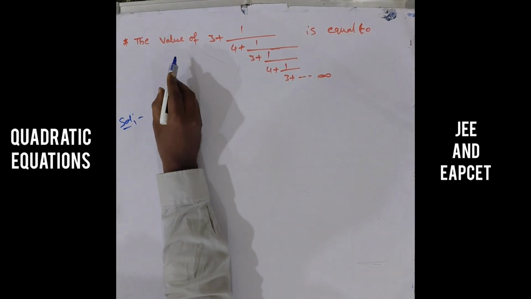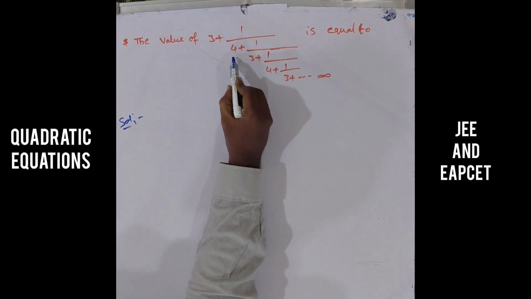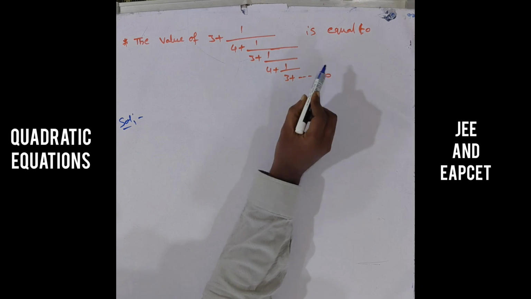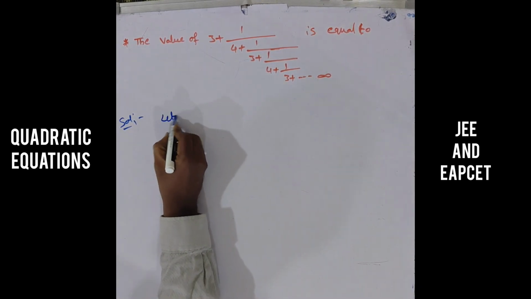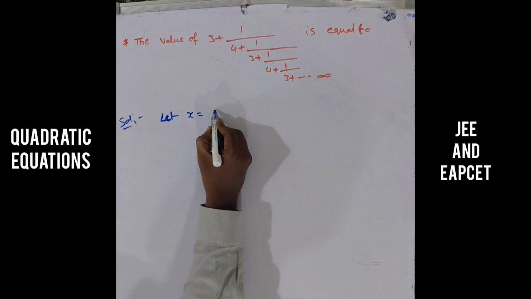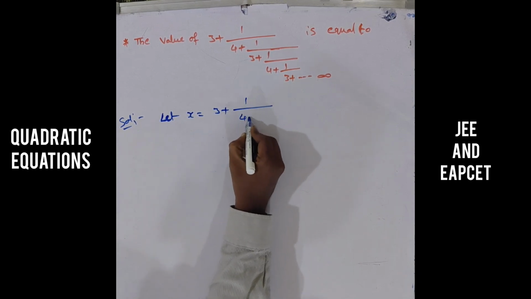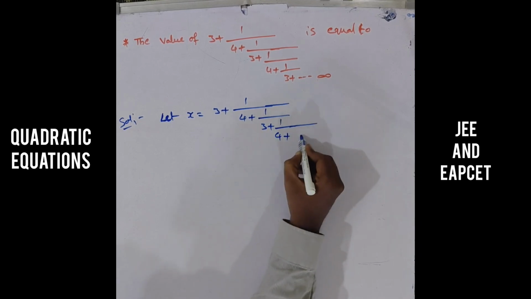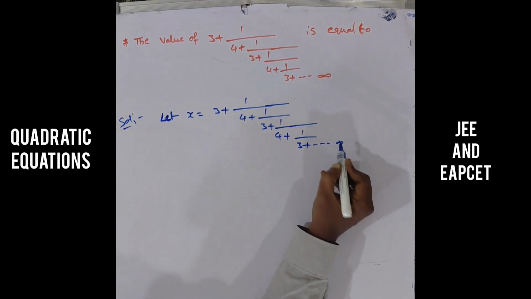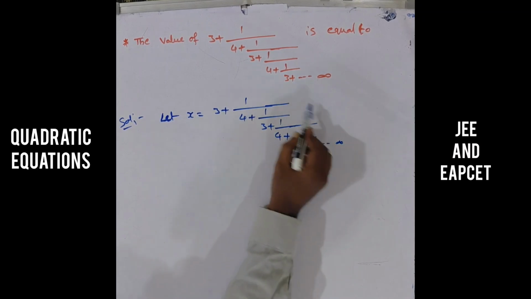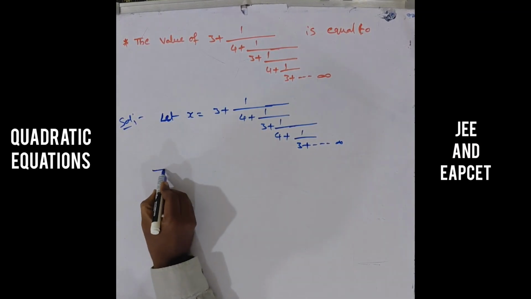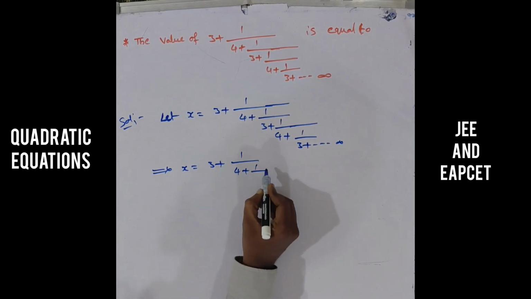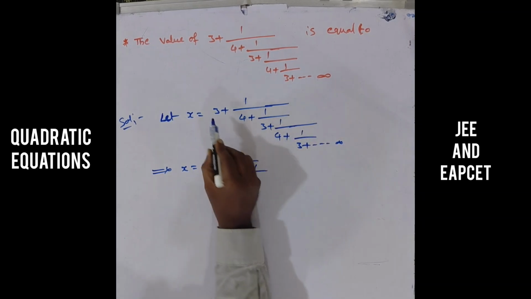Next problem: the value of 3 plus 1 by 4 plus 1 by 3 plus 1 by 4 plus 1 by 3 plus and so on to infinity is equal to. Let x is equal to 3 plus 1 by 4 plus 1 by 3 plus 1 by 4 plus 1 by 3 plus and so on to infinity. So x is equal to 3 plus something. 3 plus something is x. This implies x is equal to 3 plus 1 by 4 plus 1 by 3 plus something, and this is totally x.